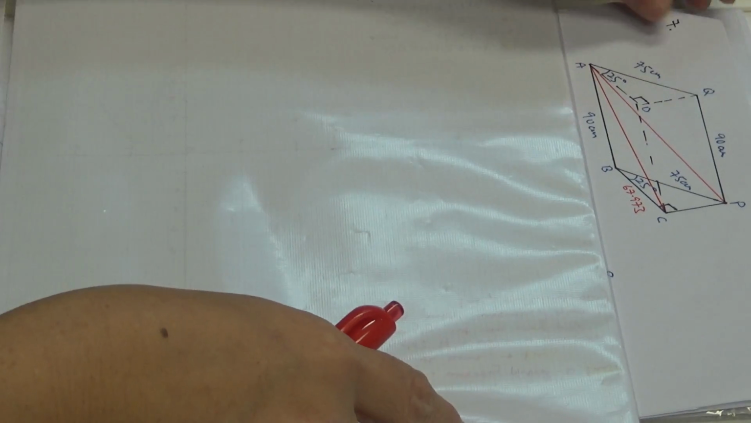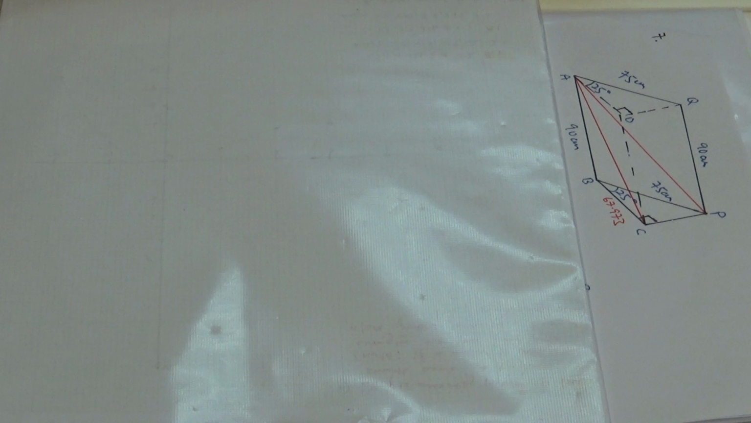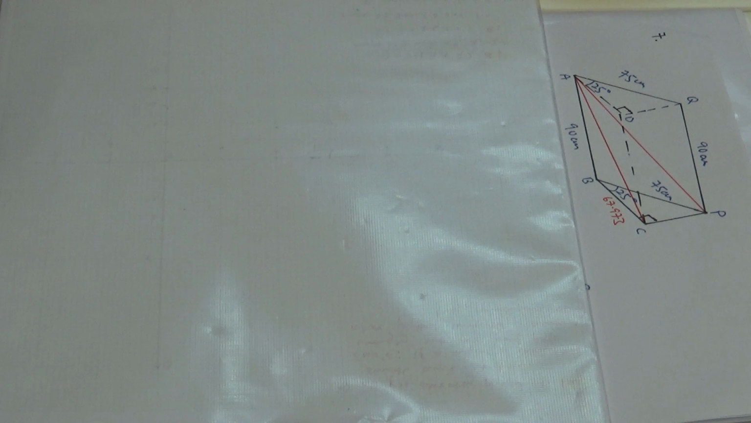Now, this is the diagram given to you. The question says, in the figure, ABPQ is the rectangular sloping surface of a desk with ABCD lying in a horizontal plane. Q and P lie vertically above D and C. Given all the information there, find the length of AC.